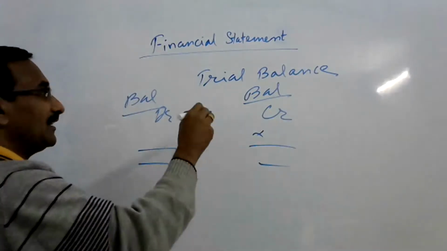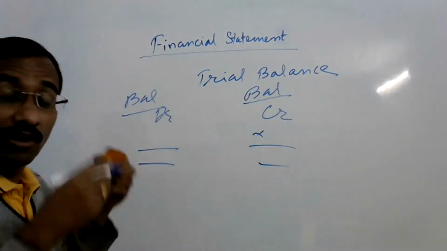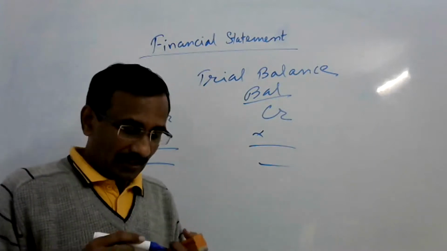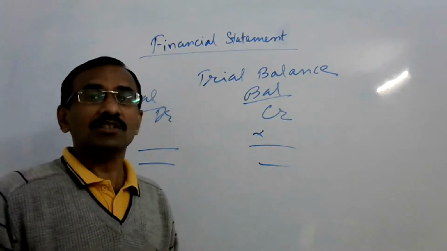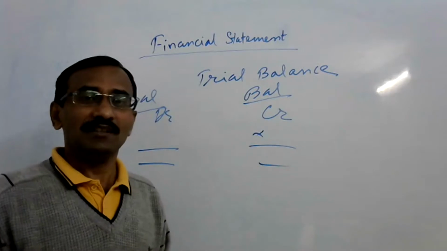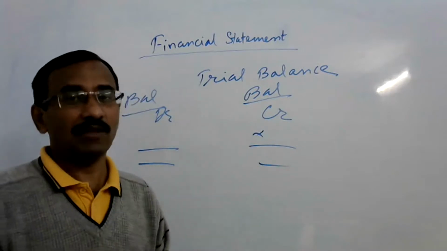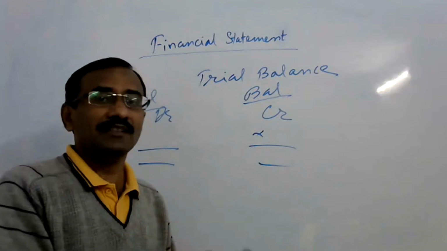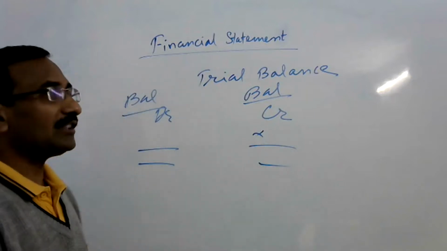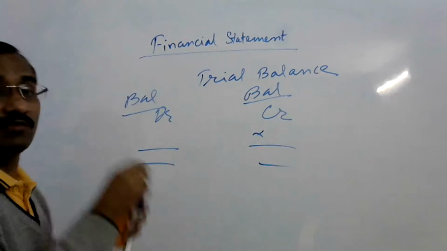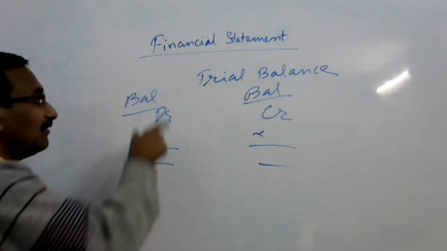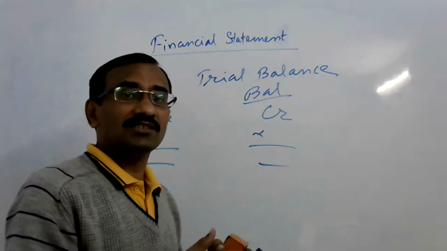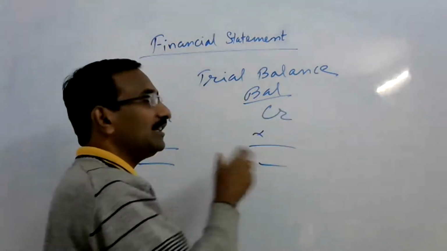Take rent, it's an expenditure. It will always have a debit balance. It cannot be credit unless it's an income. If at all rent is received, then it's an income, and then it may have a credit balance. But if it's office rent paid, then it will always have a debit balance. So all expenditure and assets accounts with balances will come here, and all income and liabilities with balances will always have a credit balance here.